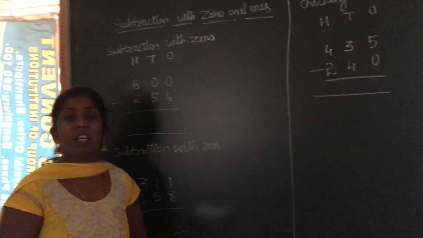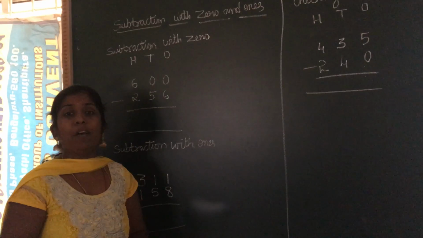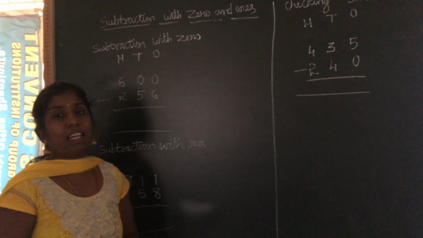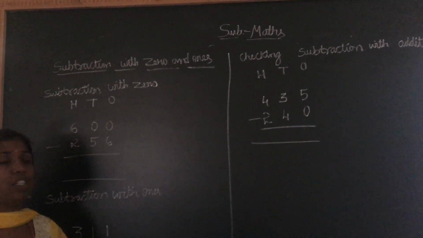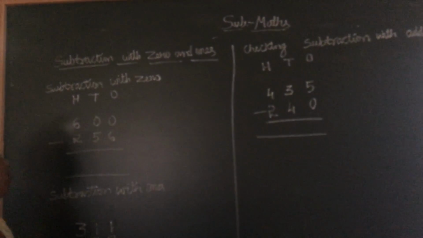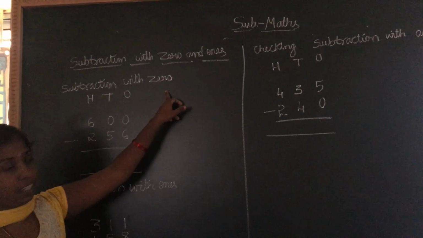In the last class we discussed subtraction with regrouping ones and tens. In this class we will learn about subtraction with 0 and ones, and checking subtraction with addition. So let's start. First is subtraction with 0.